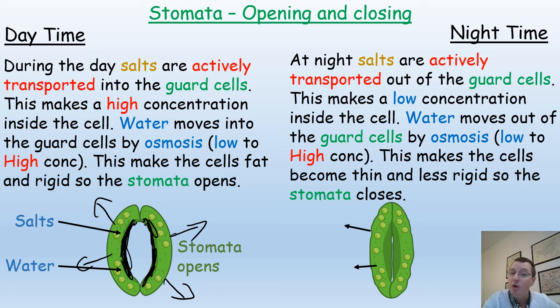But at night you get the opposite happening. We need to close the guard cells. So the salts that are in the guard cells are actively transported out, and this makes a very low concentration inside the cell. So water will move out of the guard cells by osmosis, from a low to a high concentration, and this makes the cells become thin, less rigid, and therefore the stomata will close. There's our salts moving out, and there's the water moving out.